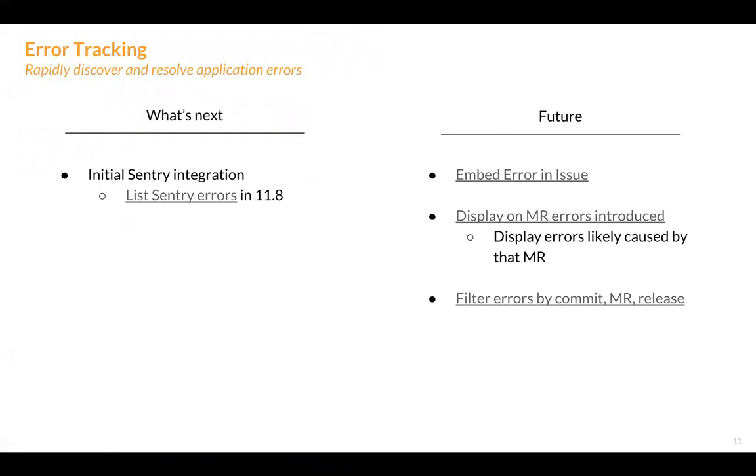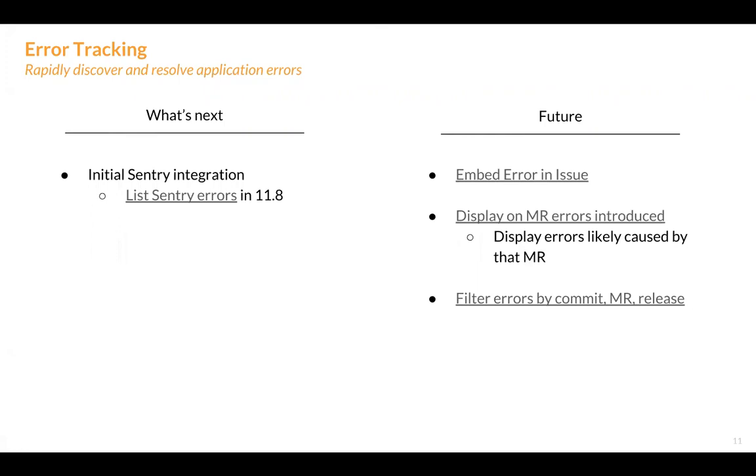Now, for error tracking, we're focused on having the first MVC or first sort of iteration of error tracking within GitLab. And we're doing that by having an integration with Sentry. So you'll be able to configure a Sentry server, and within that, you can then get a listing of the most recent errors that have been found. And that will be arriving in 11.8.